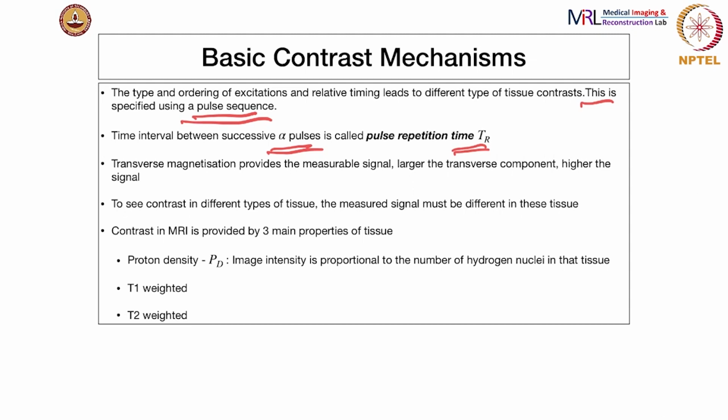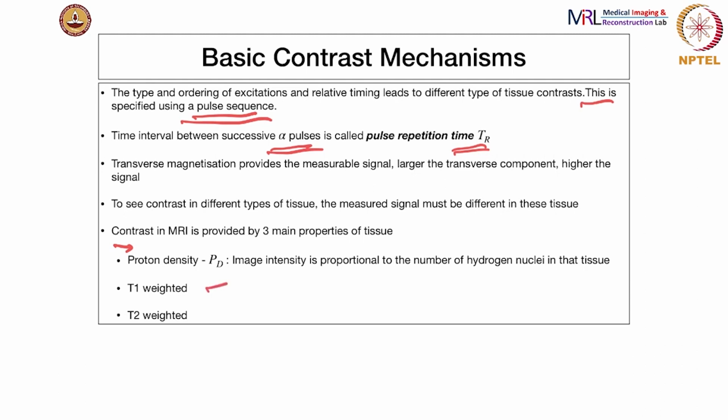The magnetization that you measure in these different tissue types should be different, because we saw that the signal magnitude V, remember that expression a few slides ago, depends on M0. So if M0 is different, then you get good contrast. If they are the same, you don't get contrast. So the contrast is provided by three main properties. We saw proton density. Proton density is understandable, because if there are more protons, you get a bigger M0, because each of those protons contributes to the net magnetization.